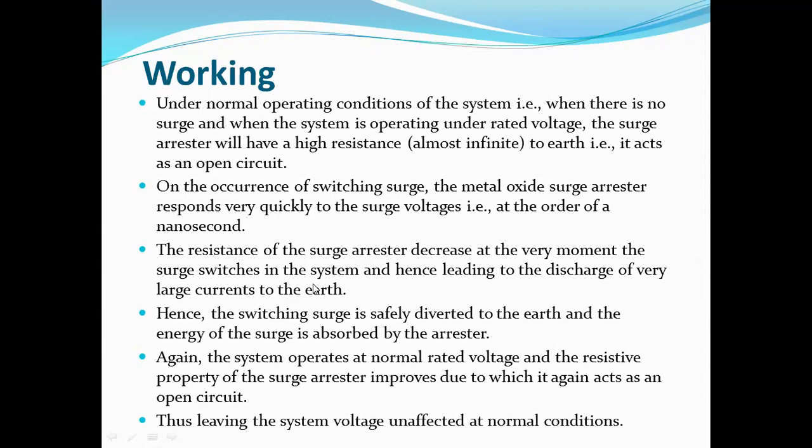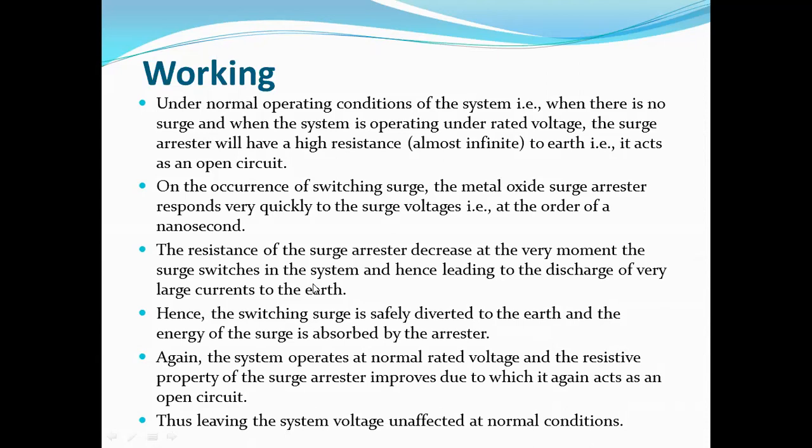Any lightning stroke that hits the pole or the line means the voltage gets increased here. At that time the resistance between that gap gets decreased, leading to the discharge of very large currents to the earth. Okay, so very high current will flow towards the earth, right? Because that resistance gets decreased.